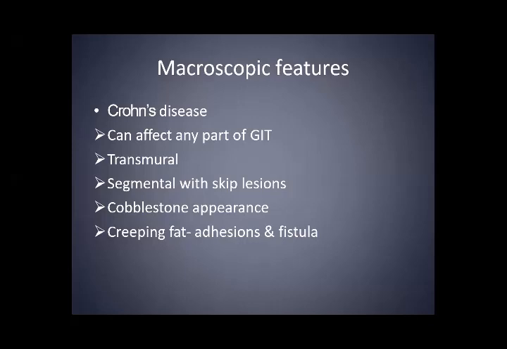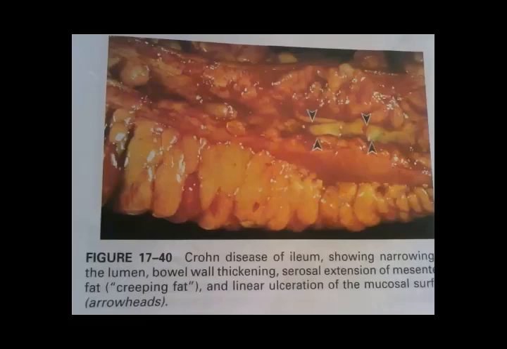As I told you, this is in Crohn's disease. You can have a healthy part of the intestine and the involved diseased part. These are skip lesions. Another picture shows cobblestone appearance, creeping fat, adherence and fistula. Fistula formation occurs because of the transmural inflammation of the disease. This is again the endoscopy picture in Crohn's disease. You can see the ulcer, creeping fat and some inflammatory focus.